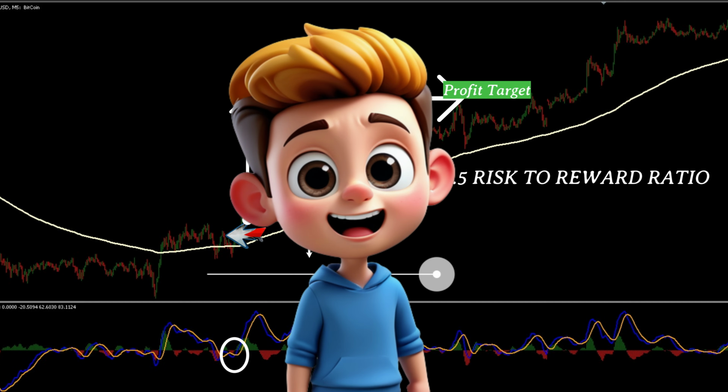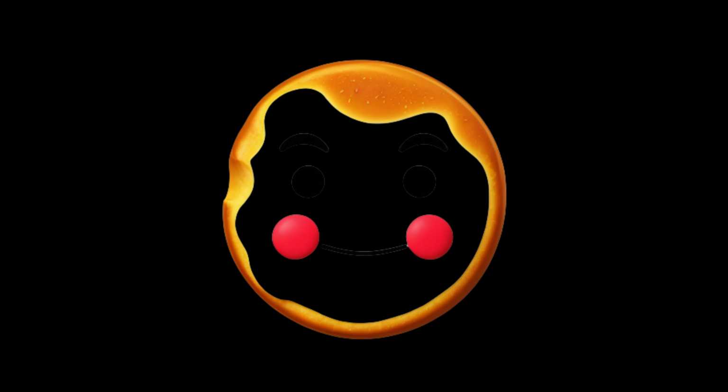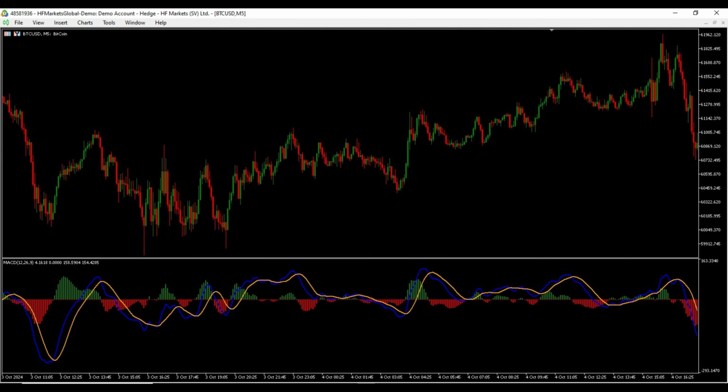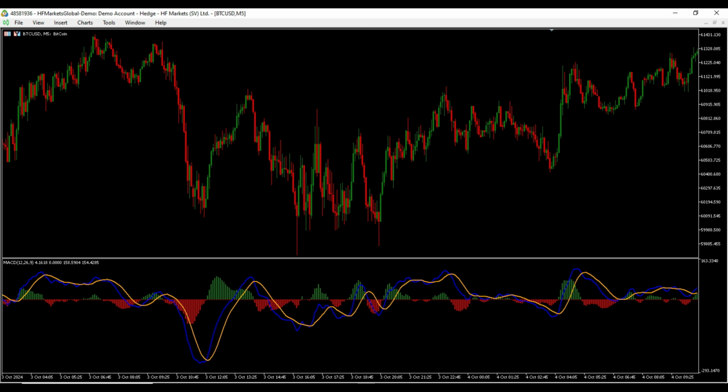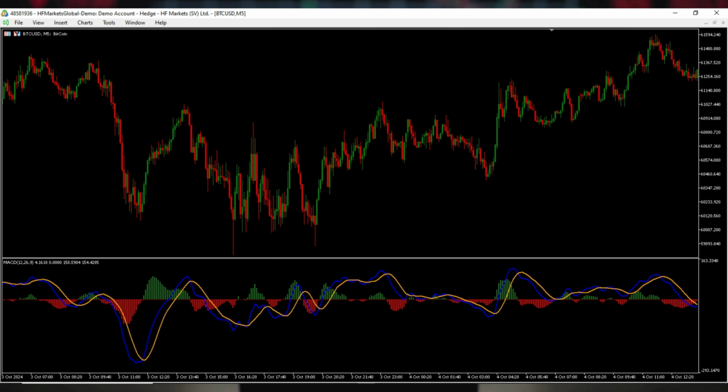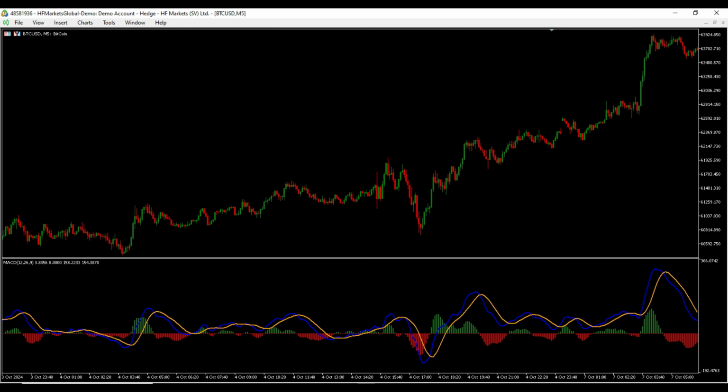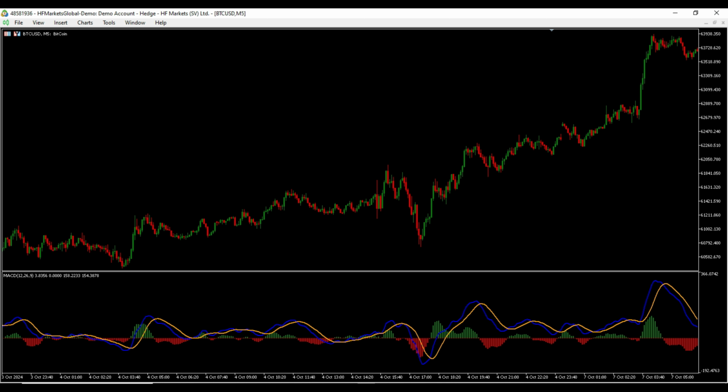But wait, we're not done yet. Why stop here? Let's make it even better. Here's the catch with this strategy. It works beautifully when the market is moving. But when things start to go sideways, it can generate false signals. Nobody likes getting whipsawed, right? To prevent this, combine MACD with price action.